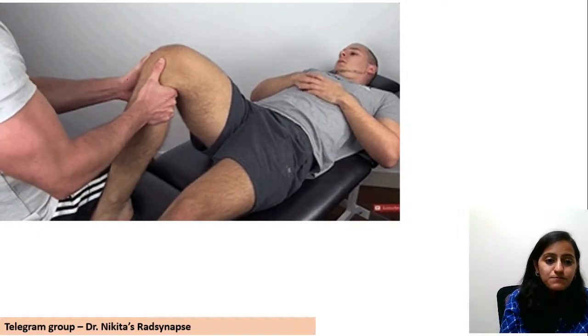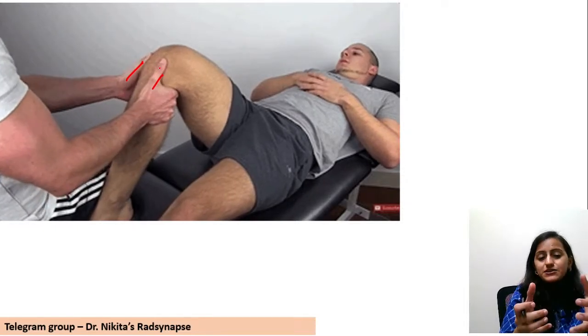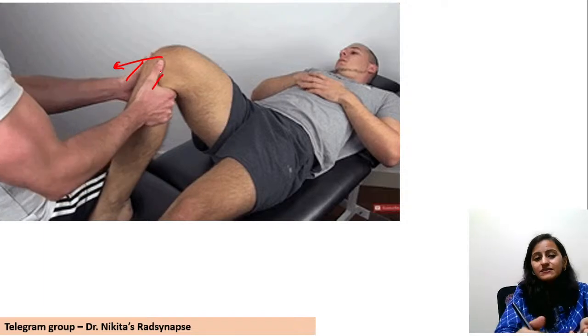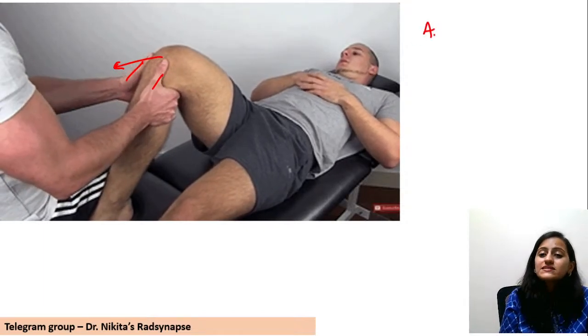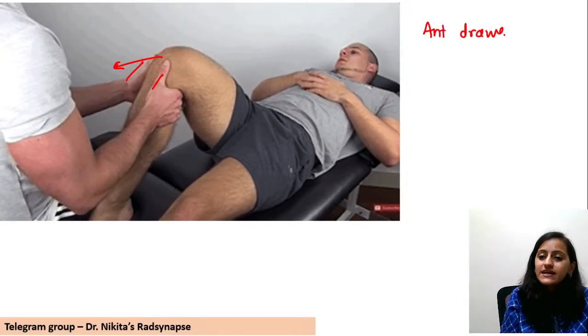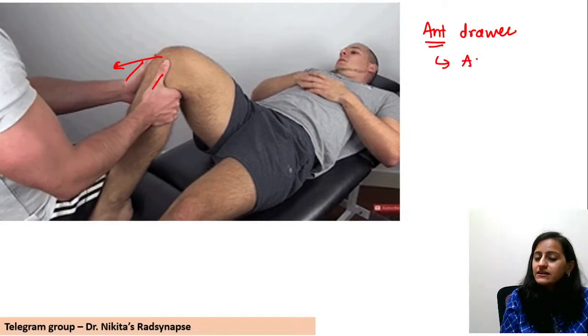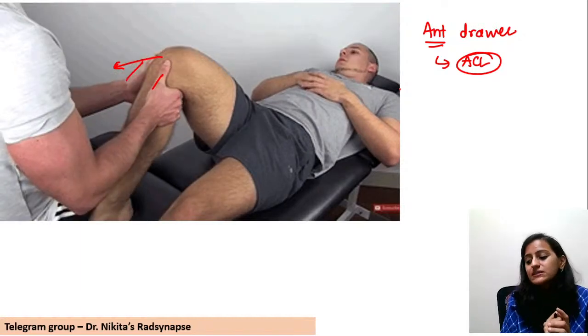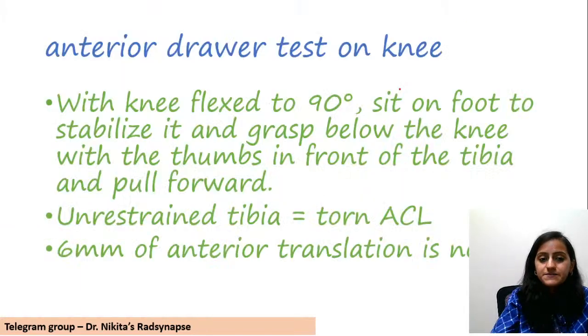Yeah, you can see the position here. You can see the position and the pull is being done anteriorly, right? The pull is anterior. This is the anterior drawer test. Anterior is for ACL. Okay, anterior is for ACL. So this is the anterior drawer test.